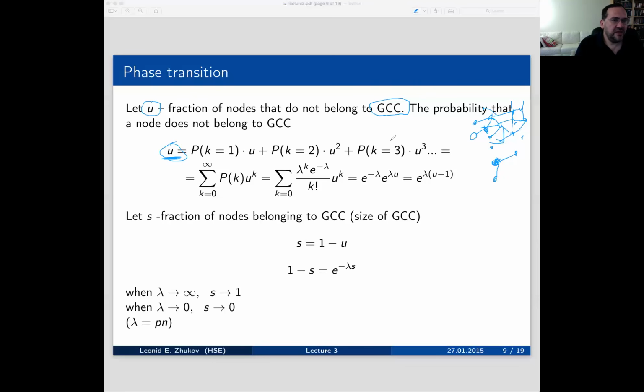Well, first of all, say we're looking at this node. If the node is connected to some other node, which means the node degree is equal to 1, then that node should not belong to the gigantic connected component. Or our node can have two neighbors if the node degree is 2. Well, each of them should not belong to the gigantic connected component. Or the node can have 3 neighbors. Well, each of them shouldn't belong to the GCC, and so on.